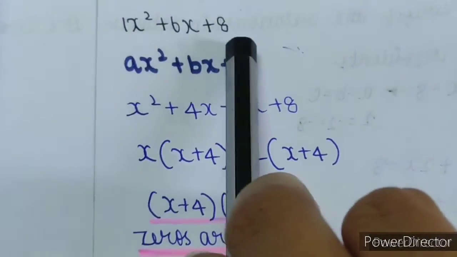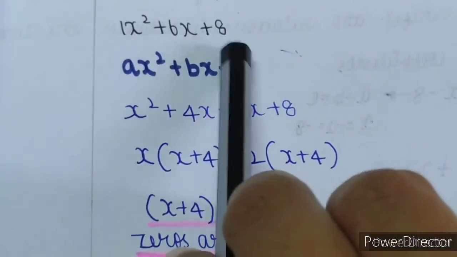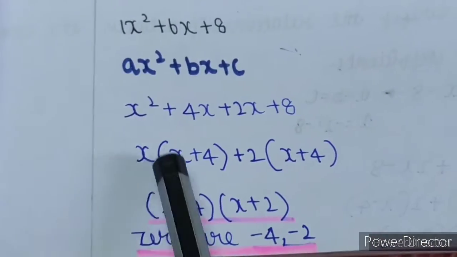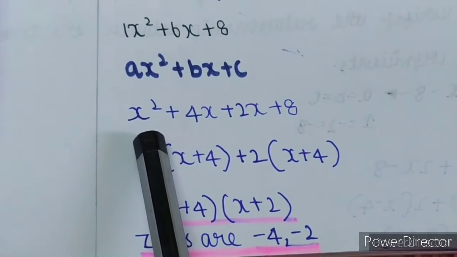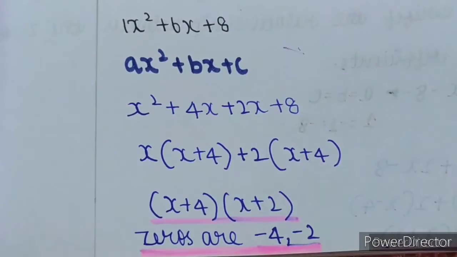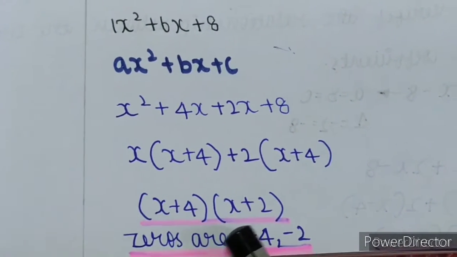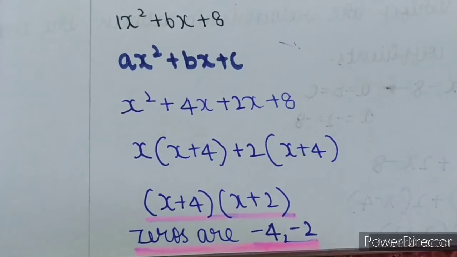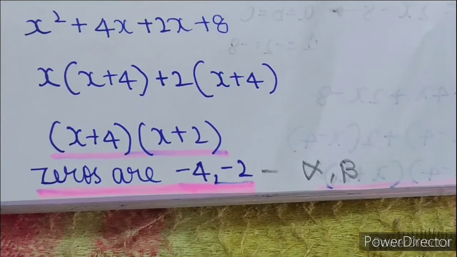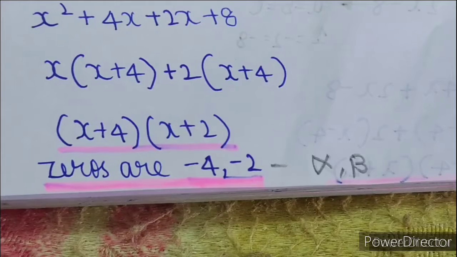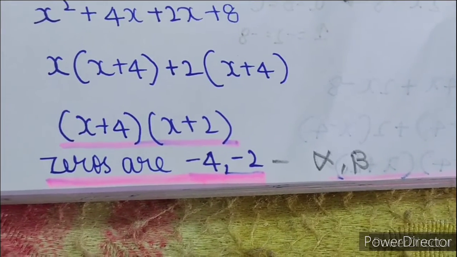On factorizing this polynomial, that is x square plus 6x plus 8, 1x square and x square are the same. Factorizing this, we get x square plus 4x plus 2x plus 8. Further factorizing it, we get (x plus 4)(x plus 2). So the zeros are minus 4 and minus 2. Let us consider these zeros, minus 4 and minus 2, as alpha and beta.